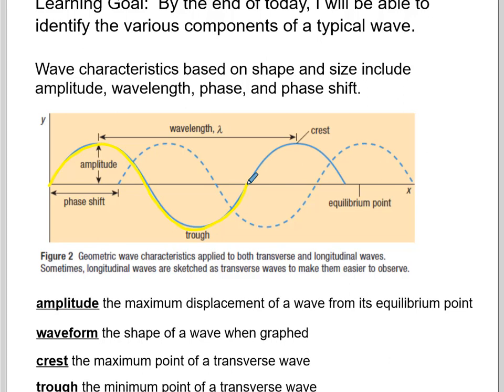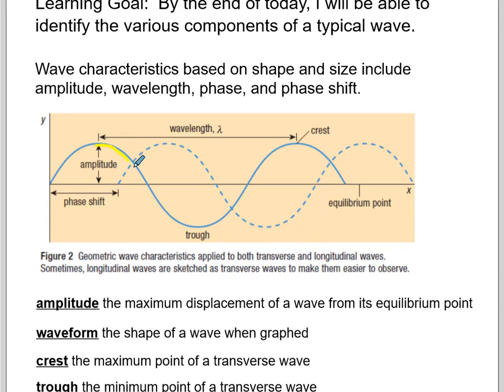Now, this is what we would call one wavelength. So we started here in the middle, or at the equilibrium point. We went to the farthest top vertical location, then we went down to the lowest vertical location, then we returned back to where we started. Now, that isn't the only way to draw this wave. It's just the easiest one to see the complete cycle.